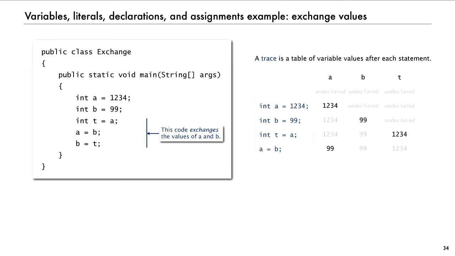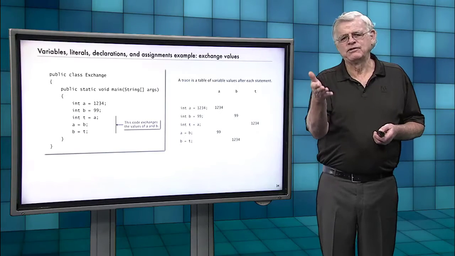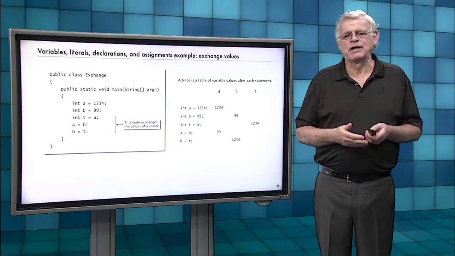Okay, so now we say A equals B. So we find the value associated with B, that's 99. We can see that from the trace, and then we associate that with A. And then B equals T, then we have the 1, 2, 3, 4 associated with T, and then we give that value to B. So that trace of these 5 statements tells us what that program does.